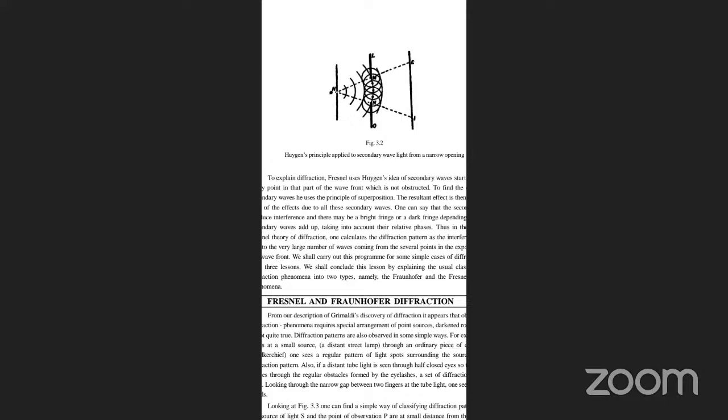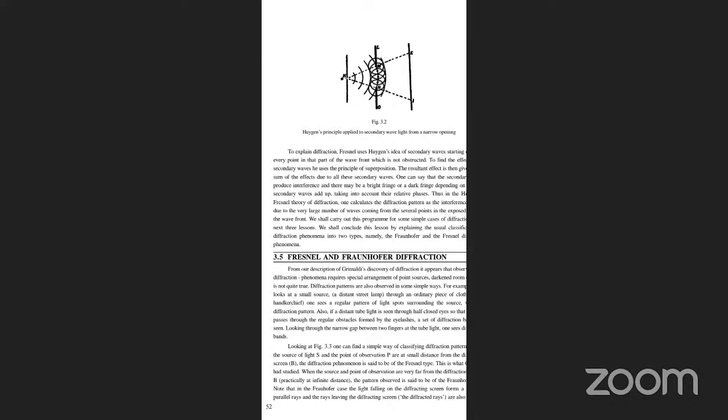We conclude this lesson by explaining the usual classification of diffraction phenomena into two types, namely Fraunhofer and Fresnel diffraction phenomena. Next topic continuation is Fresnel and Fraunhofer diffraction, where mainly we are giving five points. In Fraunhofer diffraction, source and screen are at infinite distance from the obstacle. In Fresnel diffraction, source and screen are at finite distances from the obstacle.